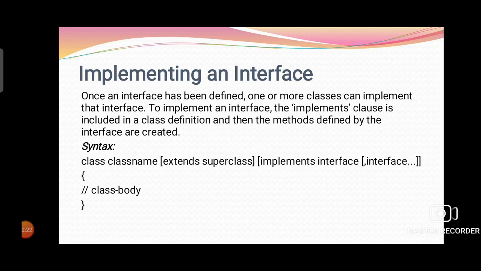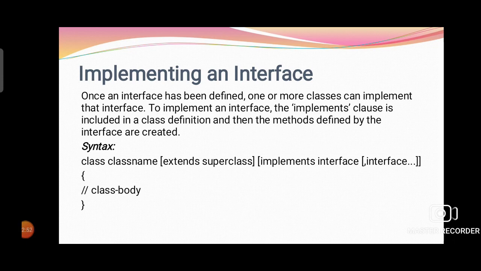After the interface has been defined, one or more classes can implement the interface. Implementing means accessing the content from an interface, accessing the methods of some interface in some other class. So to implement the interface, we have to use the keyword implements along with the class. While we define the class, we have to implement the interface with the help of the keyword implements.